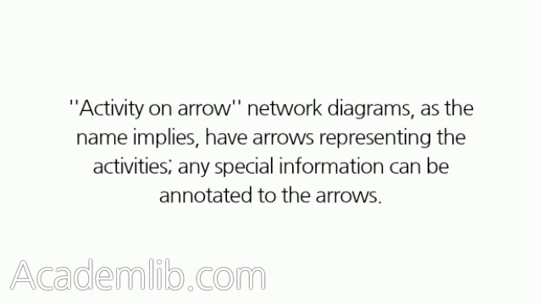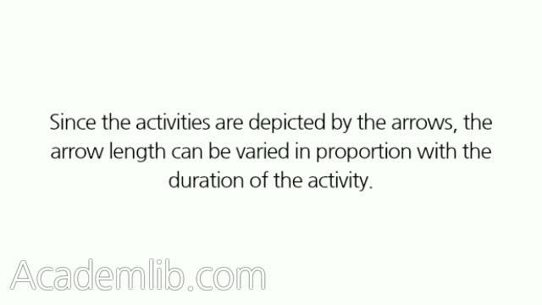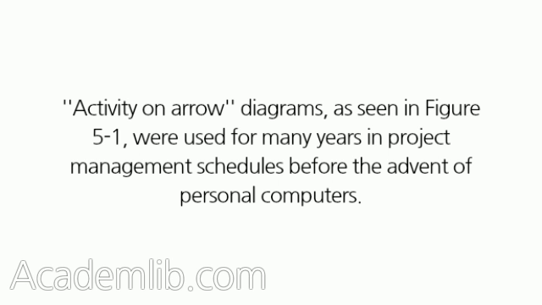Activity on arrow network diagrams, as the name implies, have arrows representing the activities. Any special information can be annotated to the arrows. The arrows terminate in events that are depicted as circles at the beginning and end of the arrows. Since the activities are depicted by the arrows, the arrow length can be varied in proportion with the duration of the activity. Activity on arrow diagrams, as seen in Figure 5.1, were used for many years in project management schedules before the advent of personal computers.